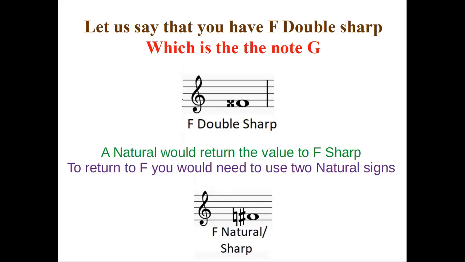If you look at the diagram below, you would see there's a natural and a sharp for F. So it's F natural sharp, which is actually F sharp. If you wanted to get back to F, you would have to use two natural signs. There's a natural sign, and where the sharp sign is, you'd replace that with another natural sign, and then that would be F.